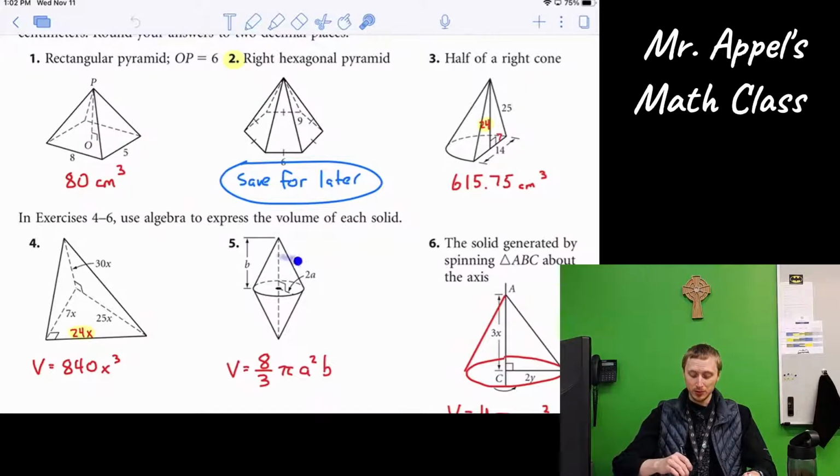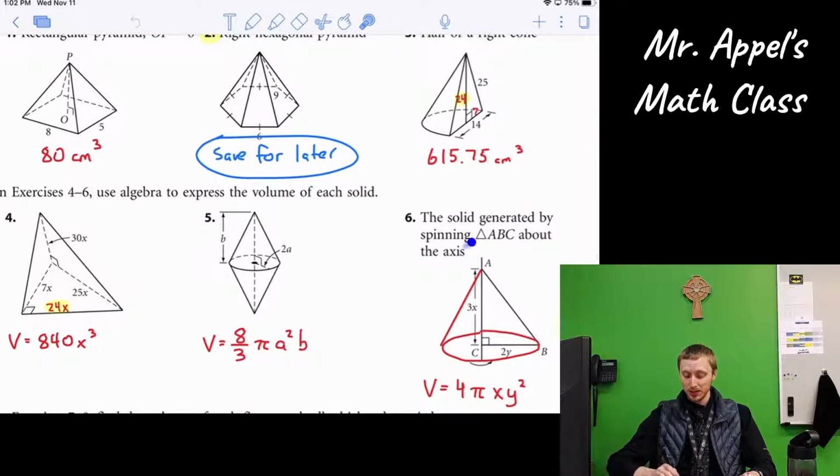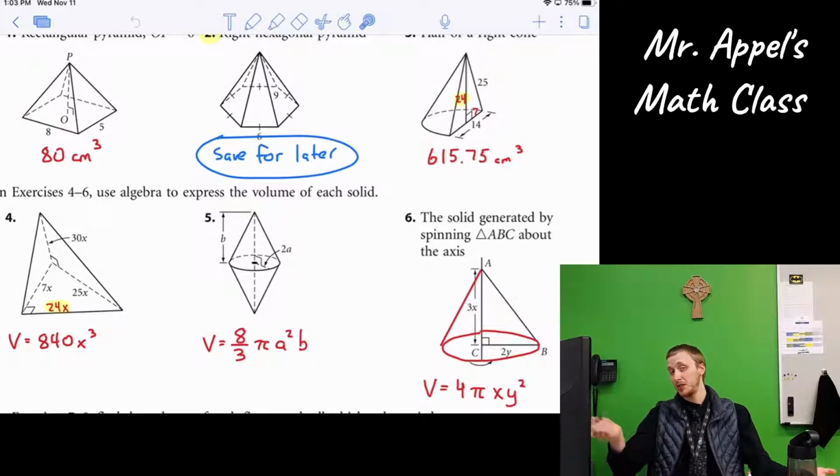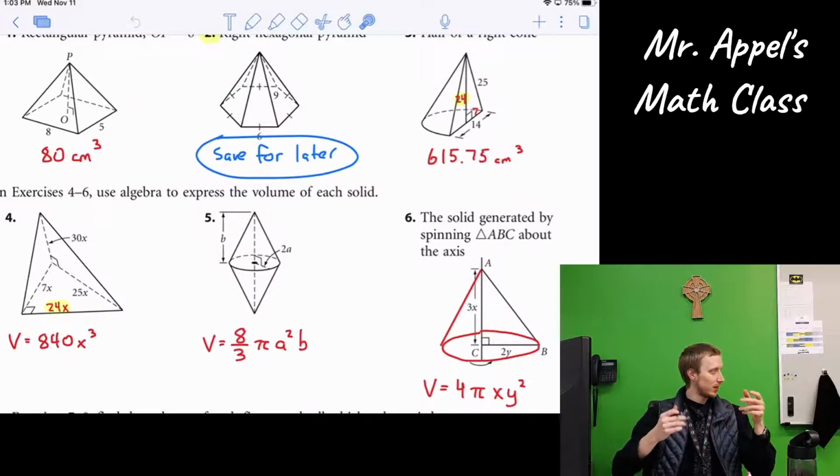And this is just 2 cones pushed together. Number 6, however, solid generated by spinning a triangle around the axis. So if you follow their little curvature mark there and you curve everything around, what you end up with is just a cone. So it's represented as a triangle, but if you were to spin this, and I wish I had a prop I could use to demonstrate this, but if you spin it around, it starts to look like a cone. It fills up the space of a cone.